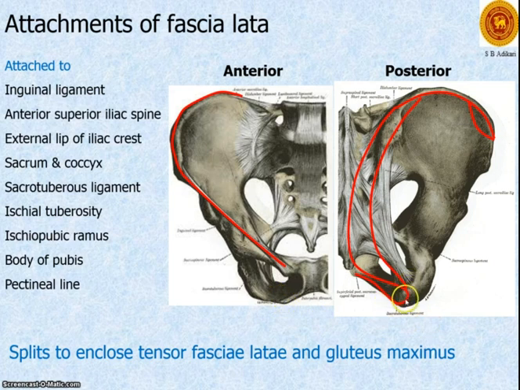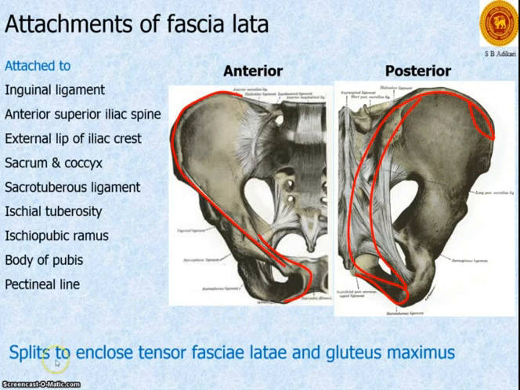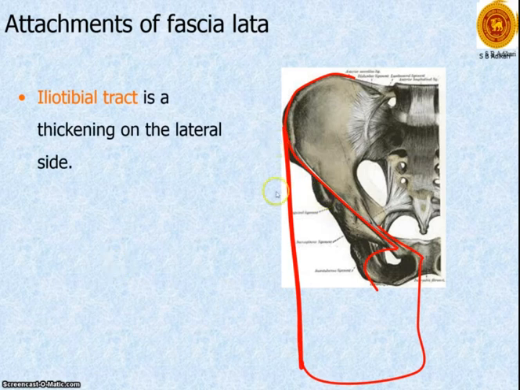Then after getting attached to the ischial tuberosity and the ischiopubic ramus, it is attached to the body of the pubis, and it is attached along the pectineal line, and you can see an overlap of the 2 edges of the fascia lata here, and this overlap actually creates the saphenous opening. Now on the lateral aspect of the fascia lata, there is a thickening which is called the iliotibial tract.